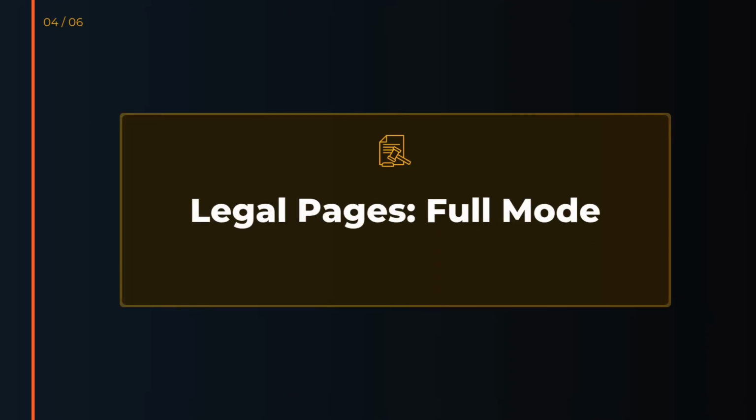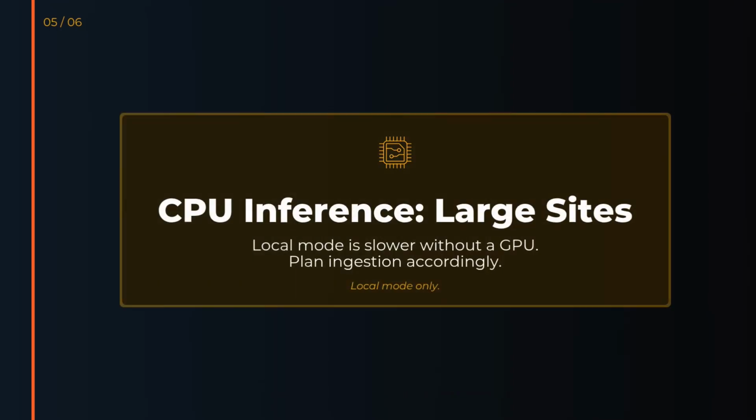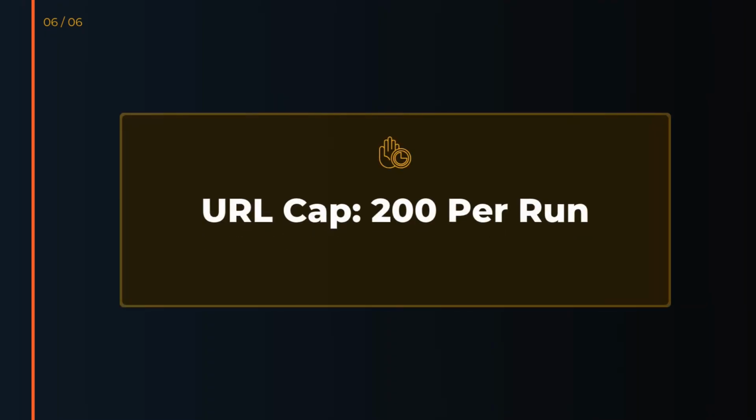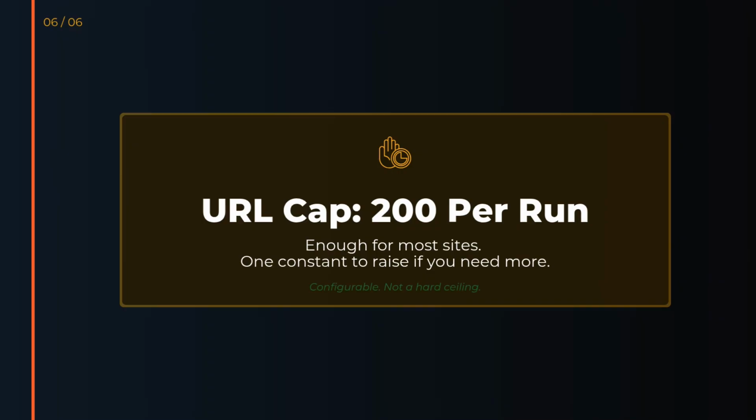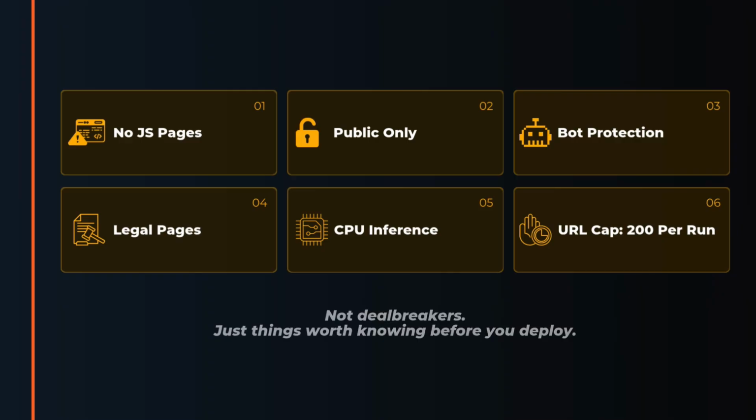In full crawl mode, legal and policy pages, privacy policies, terms of service, are excluded by default to keep retrieval quality high. Single mode handles those when you need them. And by default, WebRAG caps each run at 200 URLs, enough for the vast majority of sites. For sites that need more, the cap is a single constant you can raise in the workflow. These aren't deal breakers for most use cases, but if you are evaluating for a specific situation, I would rather you know upfront.